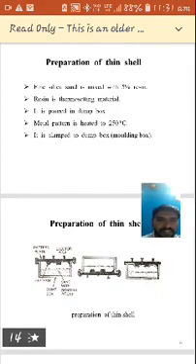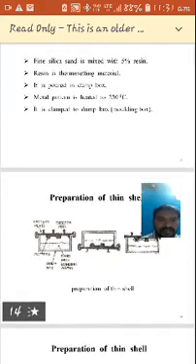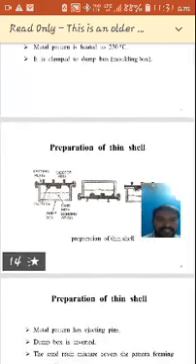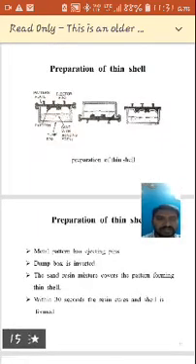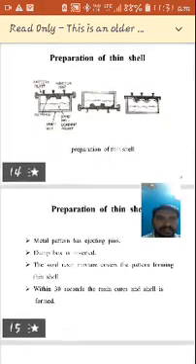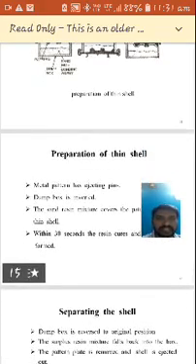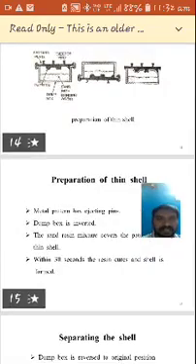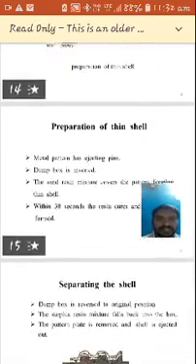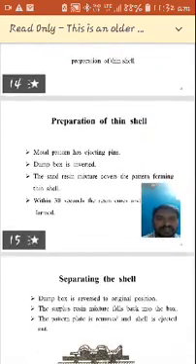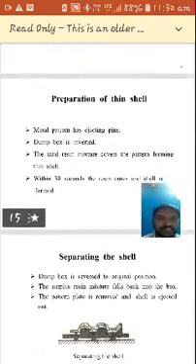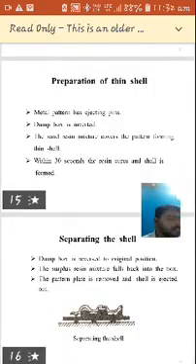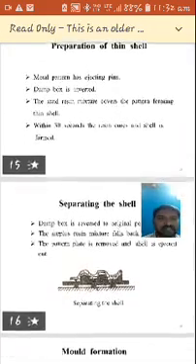So it is reversed. After it is reversed, the metal pattern comes up. Then we can tilt it upside, and from there we can remove the ejecting pins and separate the shell. The metal pattern has the ejecting pins. The dump box is inverted. The sand resin mixture covers the pattern, forming the shell. Within 30 seconds, the resin cures and the shell is formed.